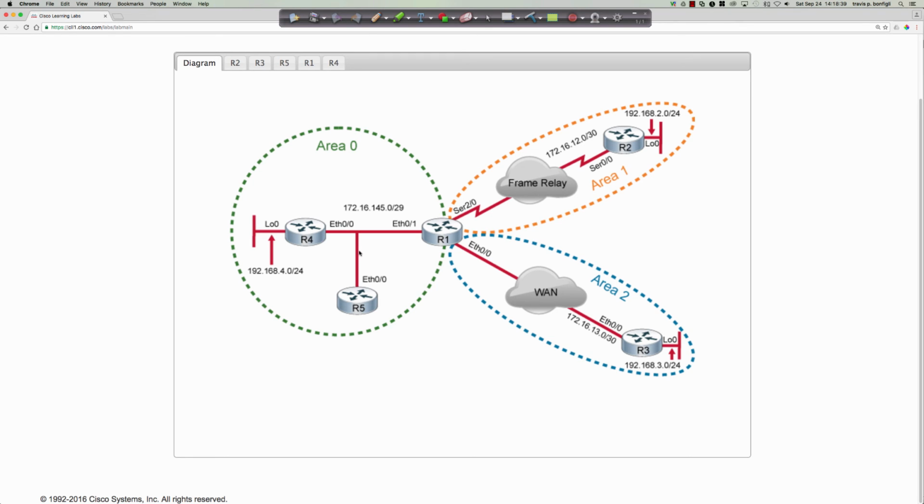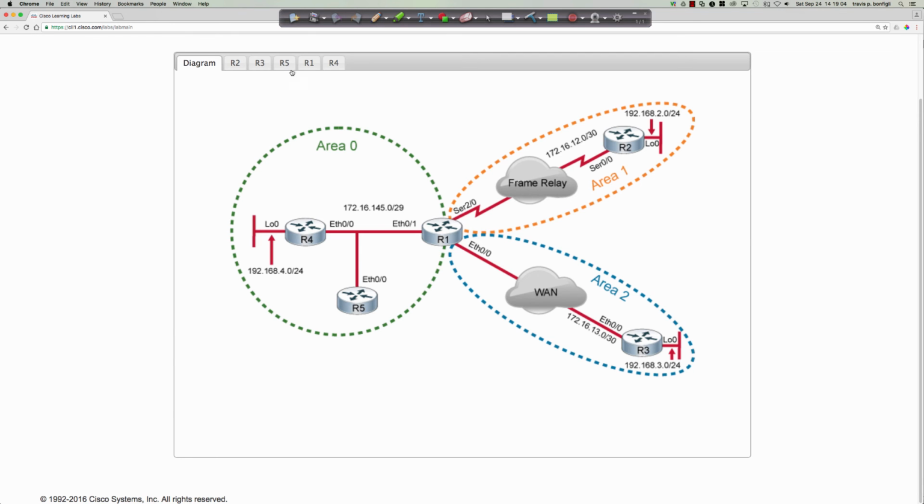And so the priority value is going to change to 0. Because on links where there is no DR BDR election, the value for the priority defaults to 0. On links where there is a DR BDR election, the default value is 1. All right. So we made that change.